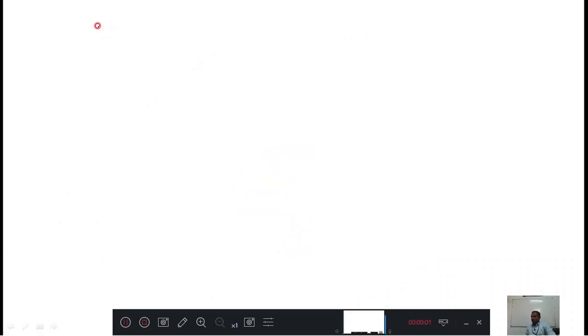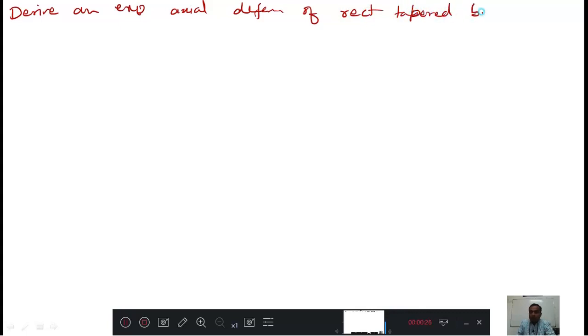Welcome back, my dear students. Today we will derive an expression for axial deformation of a rectangular tapered bar subjected to axial pull or push. Write down the heading: derive an expression for axial deformation of rectangular tapered bar subjected to axial pull or push. This is an expression we need to derive.